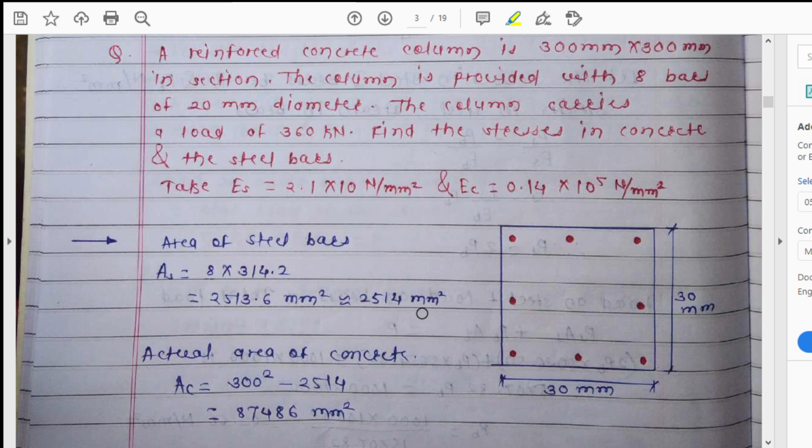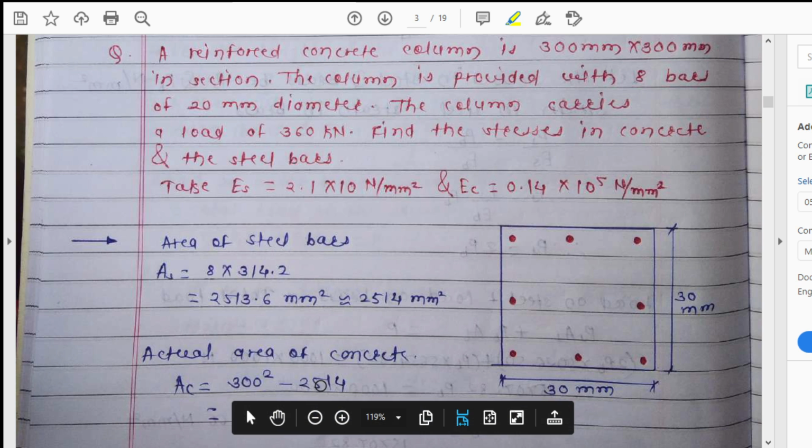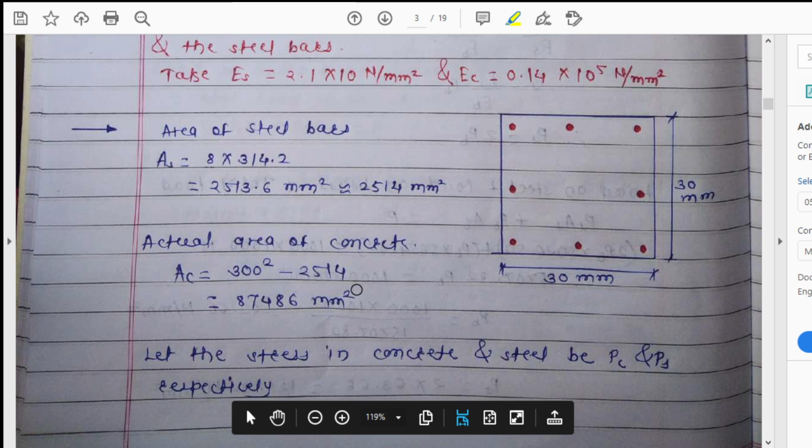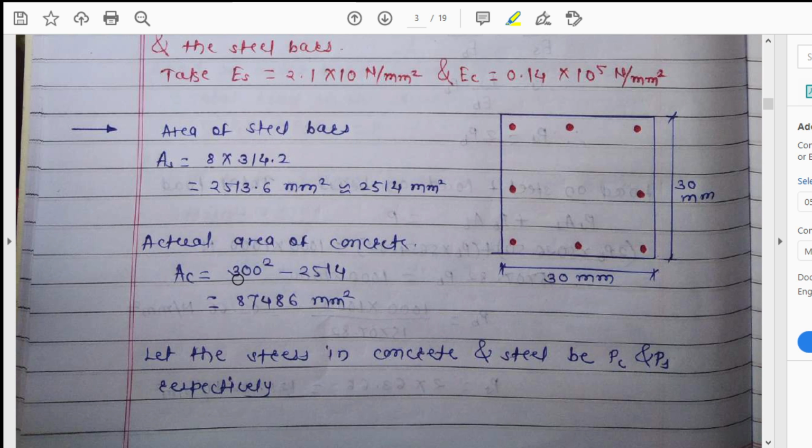Now the actual area of concrete will be, they have given the column as 300 mm by 300 mm in dimensions. So the area of the column will be 300 mm by 300 mm, but the actual area of concrete will be 300 squared minus 2514, that is the area of steel. The actual area of concrete will be the area of column minus the area of steel.